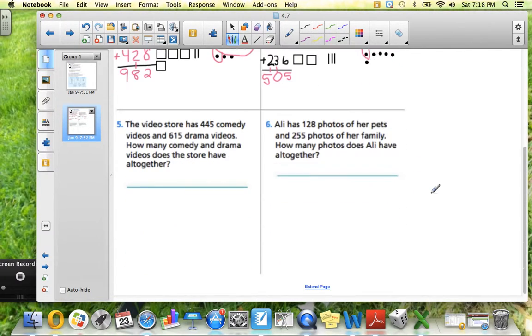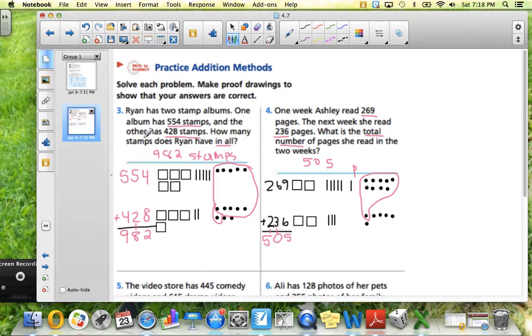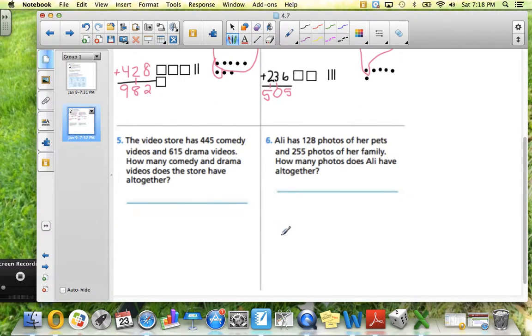Okay, so now I want you guys, with your partners or your groups or whatever, to solve number 5 and number 6. If you want a little challenge, I challenge you to try to use a different method from this page, try to use one of these methods just to challenge yourself. If not, no big deal. Stay with what you're good at. Stay with what you're comfortable with.